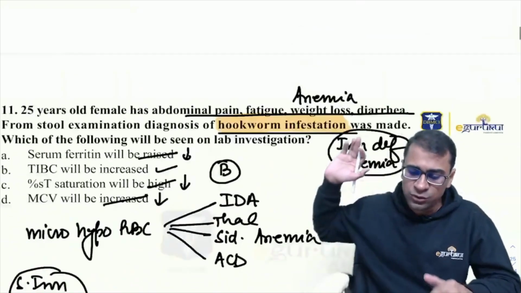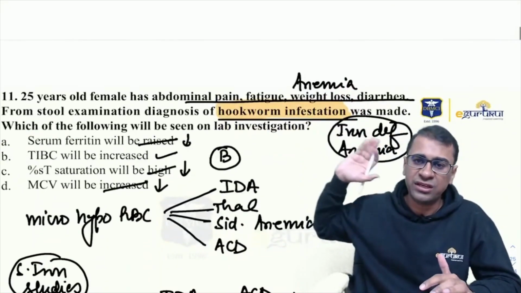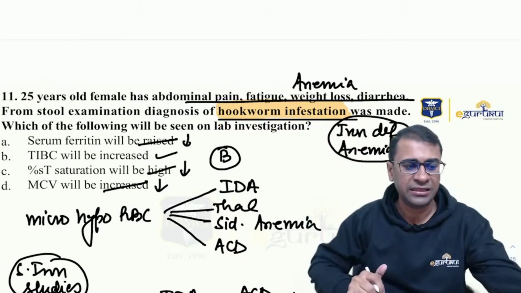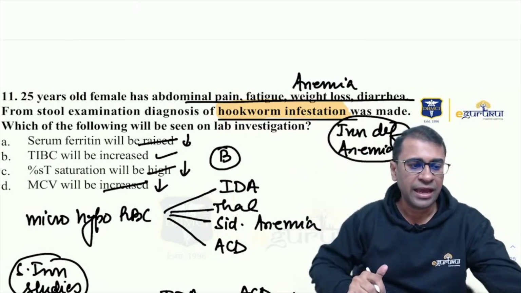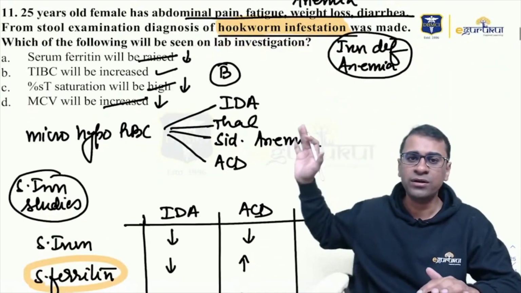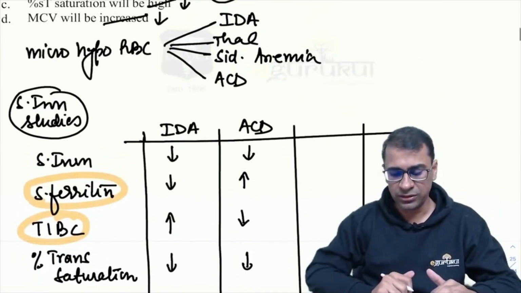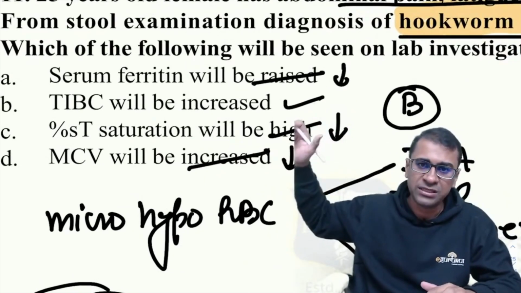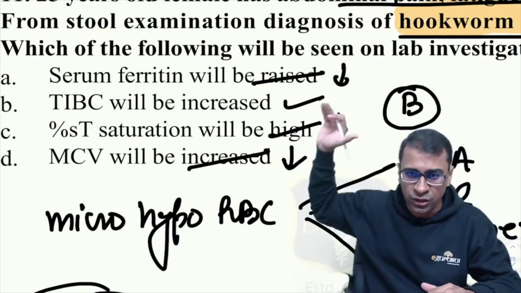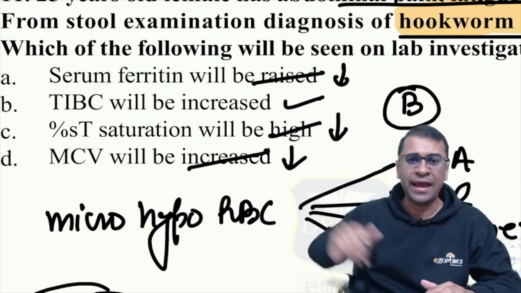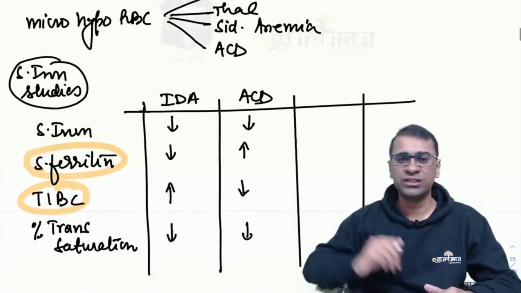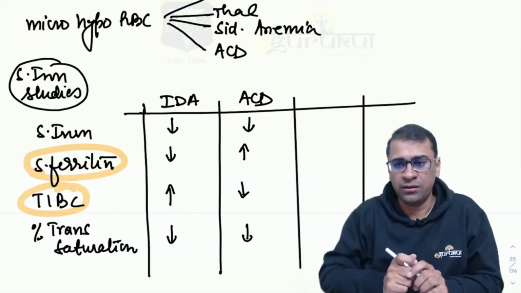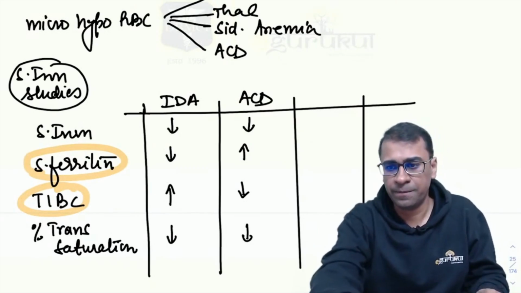Now in this question, it's a case of iron deficiency anemia, and therefore these patients have low ferritin, high TIBC, and saturation should be low, so that option becomes wrong. MCV should be low because it becomes a case of microcytic hypochromic anemia.